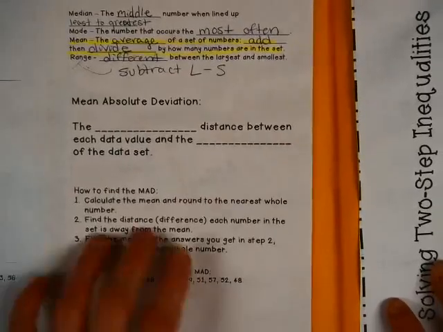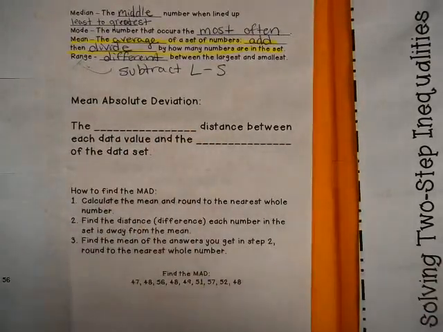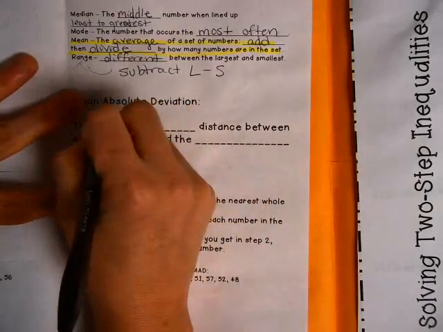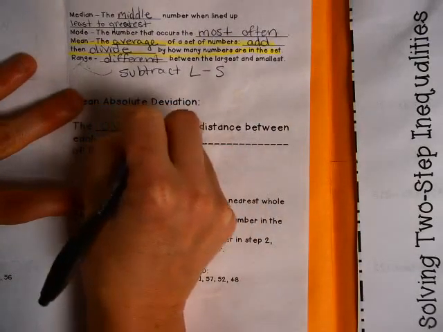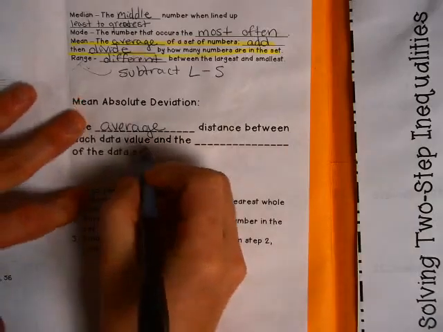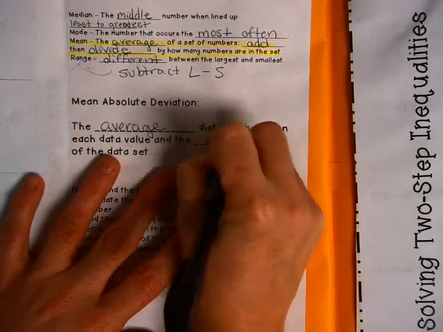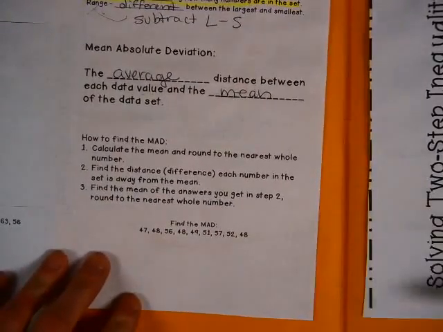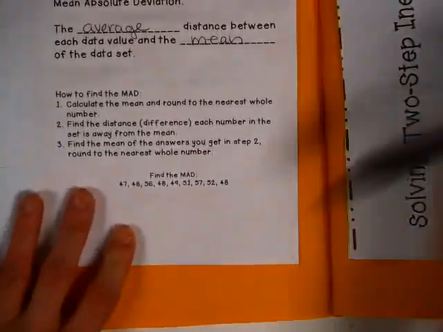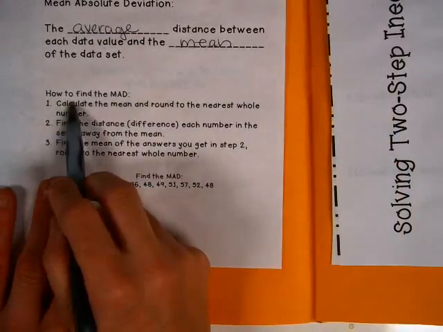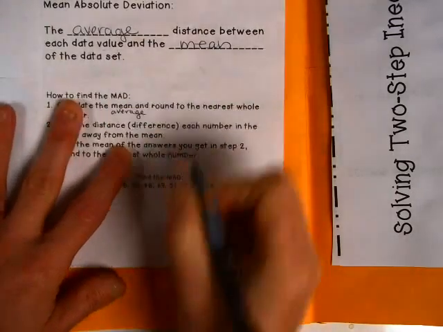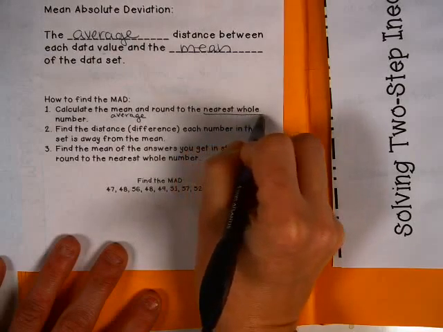Alright, so mean absolute deviation is how far the numbers are from the average number. So it's the average distance between the data and the mean, or the average of the entire data. Alright, here's how to find it. What you first have to do is calculate the mean, or the average. Okay? Round that to the nearest whole number.